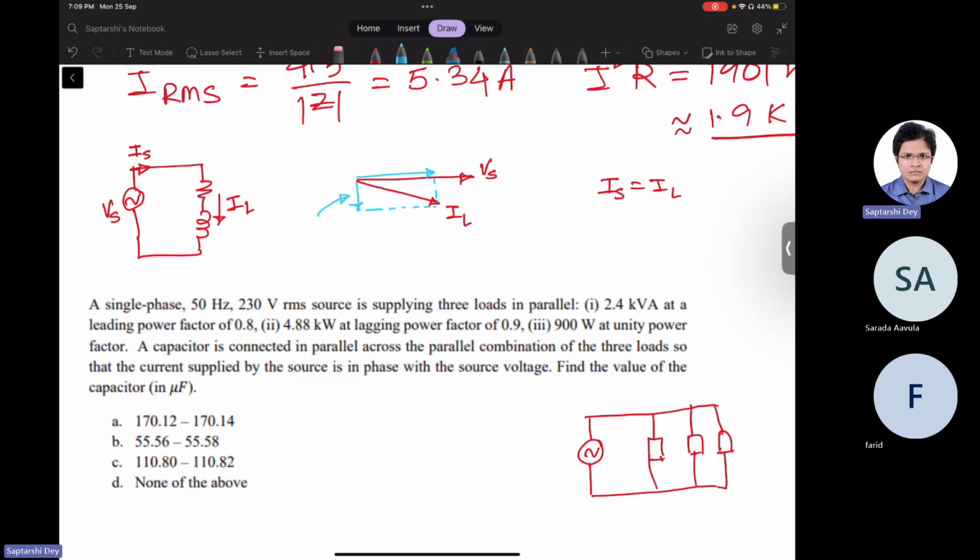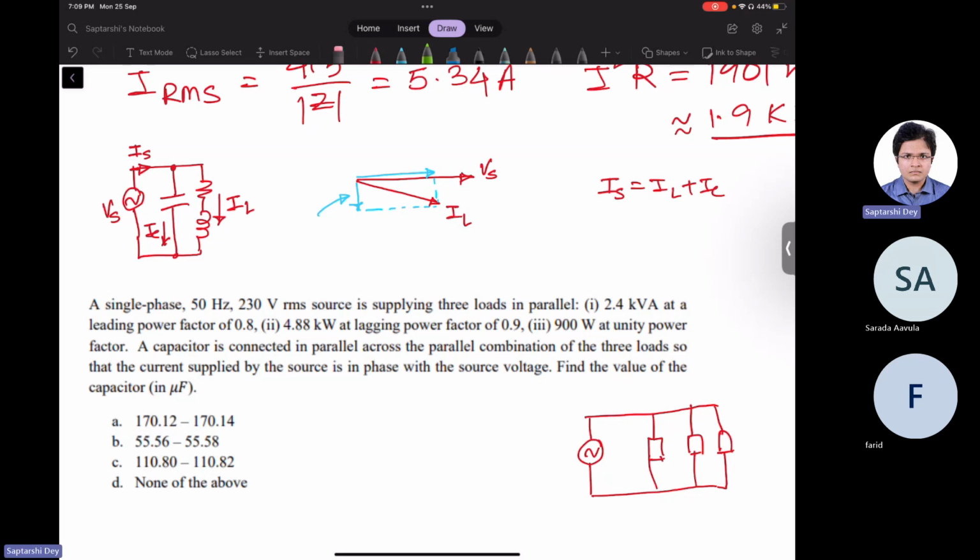So what we do is we connect a capacitor in parallel. Once we connect the capacitors in parallel, the capacitors start drawing a current IC. Now IS is now no longer equal to IL. IS is equal to IL plus IC. Now why will IC be IC?